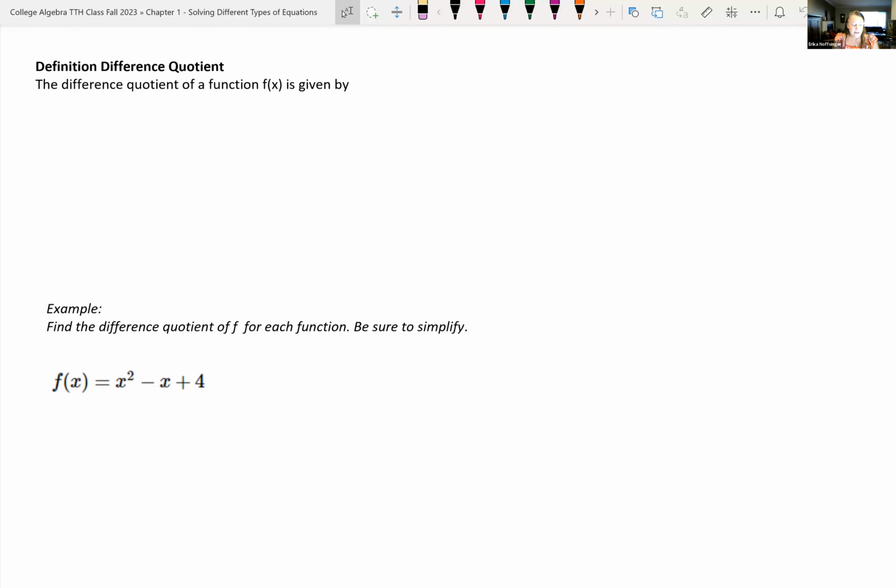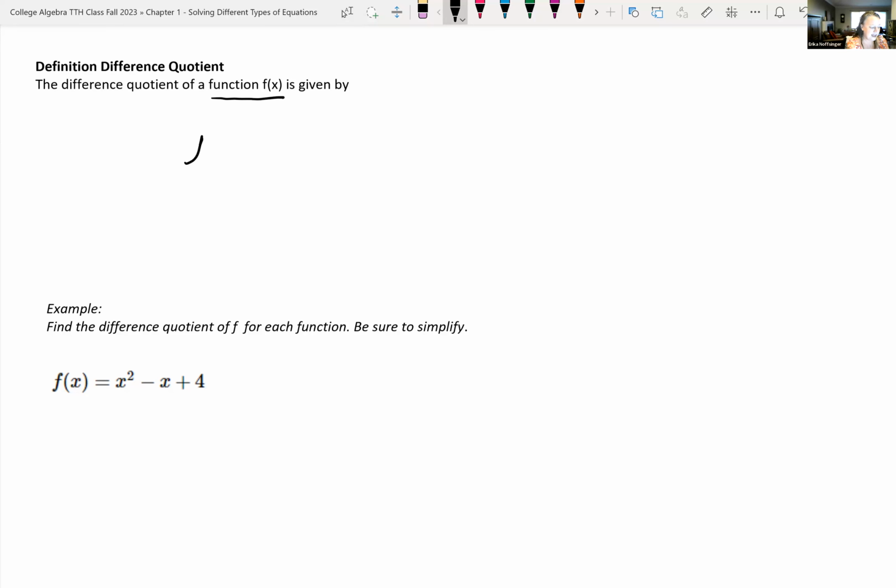So we've just been talking about functions and what it means for a relation to be a function. Now, we looked at function notation last class period. Now we're going to look at what is called the difference quotient. So the difference quotient, if you have some function f of x, it's given by the following.